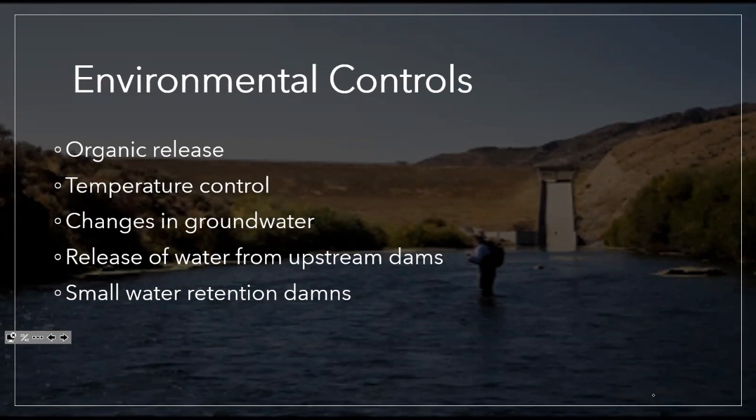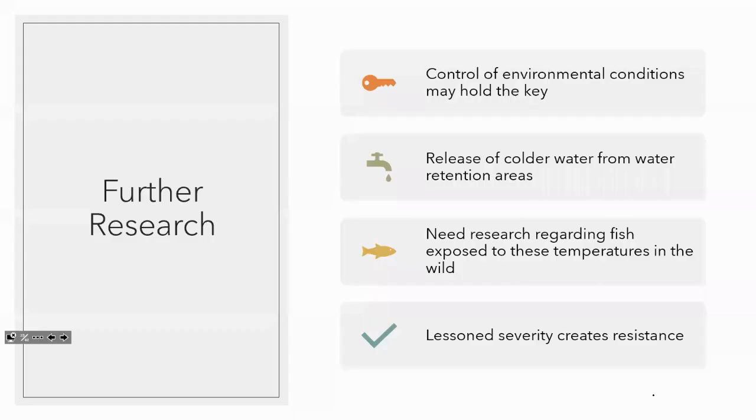The release of water from upstream dams may effectively cool the river. This is actually Clark Canyon Reservoir in Dillon, Montana. Obviously, the jury is still out because this hasn't been tried, but this structure holds back Clark Canyon Reservoir. So it's a possibility that releasing water from water retention areas like this may effectively cool the water, and therefore, if you cool the water below the threshold, PKD doesn't develop. In rivers that are not tailwaters, small water retention dams may be warranted, which is what I'm going to talk about with my research a little bit.